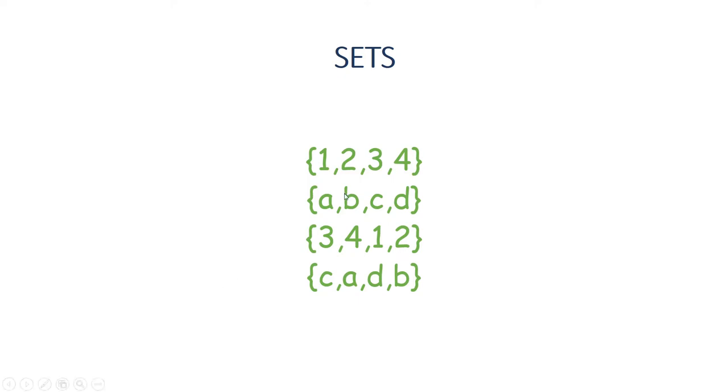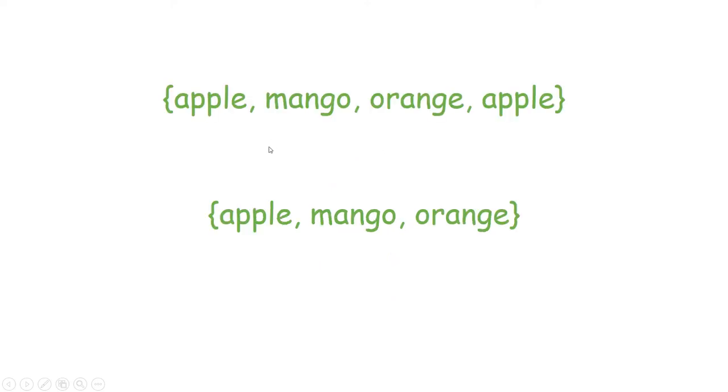Similarly, we have also changed the order of elements in this set and obtained another set like this. Here we have a combination of fruits like apple, mango, orange, and apple, and another combination like apple, mango, and orange. One of these two combinations is a set and the other is not. So let's see which one is a set and which one is not. Here, as you can see, this is not a set.